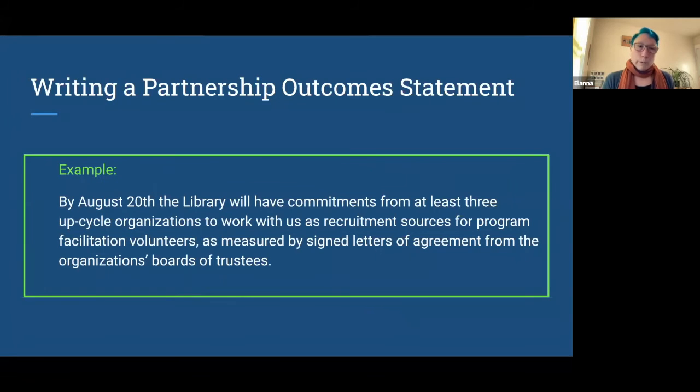So, writing a partnership outcome statement. Here's an example of one outcome statement. By August 20th, the library will have commitments from at least 3 upcycle organizations to work with us as recruitment sources for program facilitation volunteers, as measured by signed letters of agreement from the organization's board of trustees. And you've got a few different things going on there.